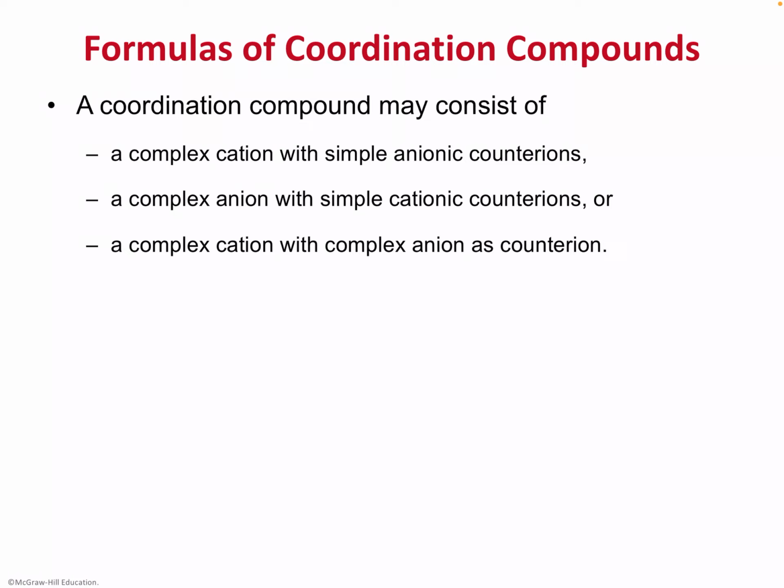Formulas of coordination compounds. A coordination compound may consist of a complex cation with a simple anionic counterion, or it could be a complex anion with a simple cationic counterion, or a complex cation with a complex anion as counterions.